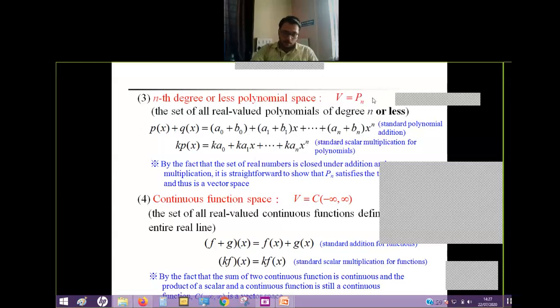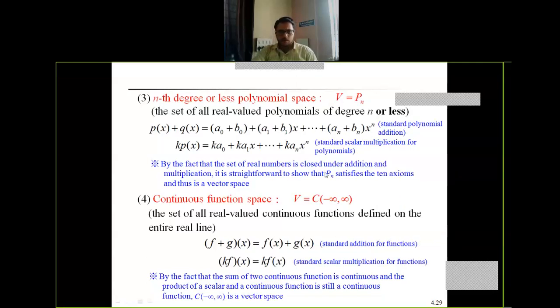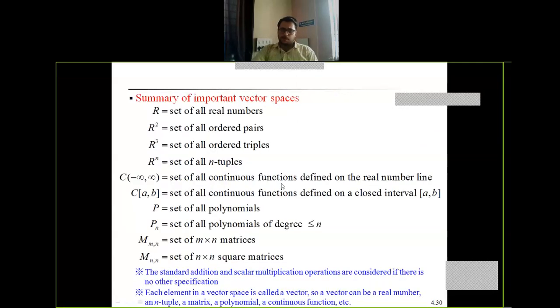So next, by the fact that the sum of two continuous functions is continuous and the product of a scalar and a continuous function is still continuous, that's what we discussed right now. There is nothing much to add. Let's go to the next slide. Please see the summary. After seeing this summary, we will see one or two examples.